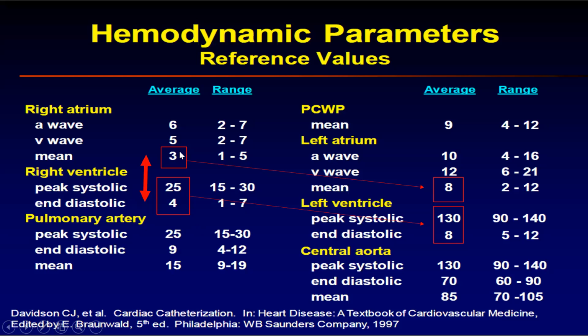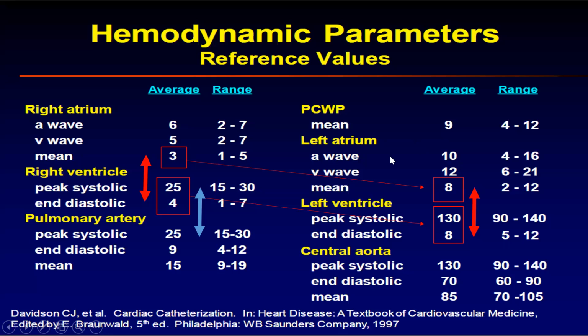It is almost the same as right atrial pressure, with one caveat: that you don't have tricuspid stenosis. What about the left ventricle? You can see that the left ventricular end-diastolic pressure is the same as left atrial pressure, with the caveat that you don't have mitral stenosis. Okay, so this is a concept that is very important to know.